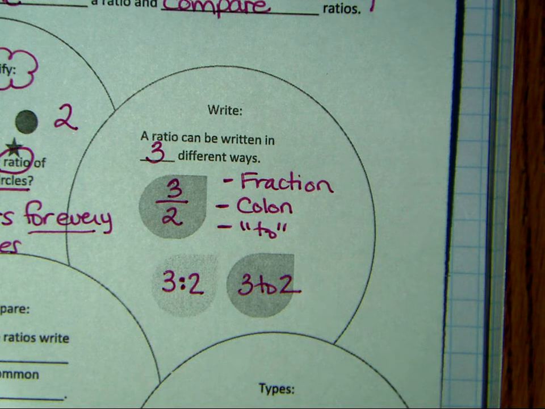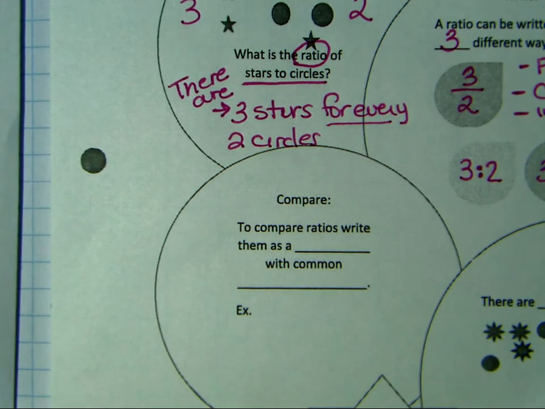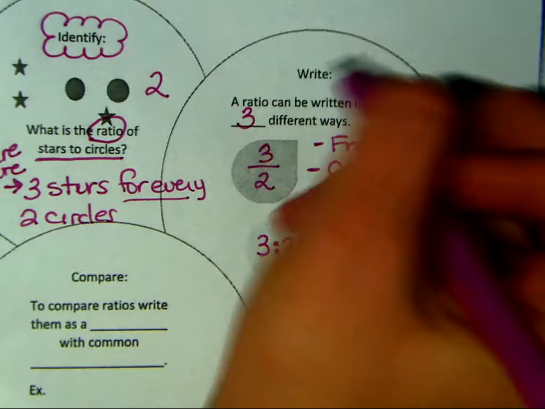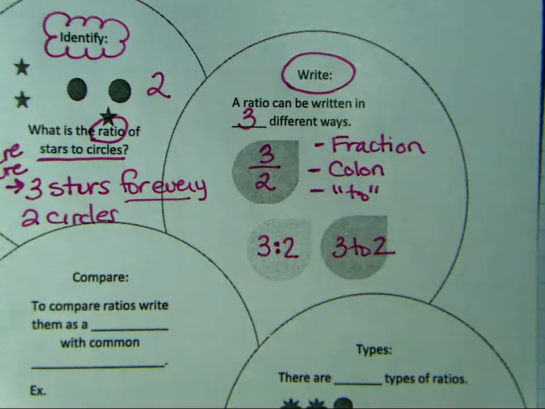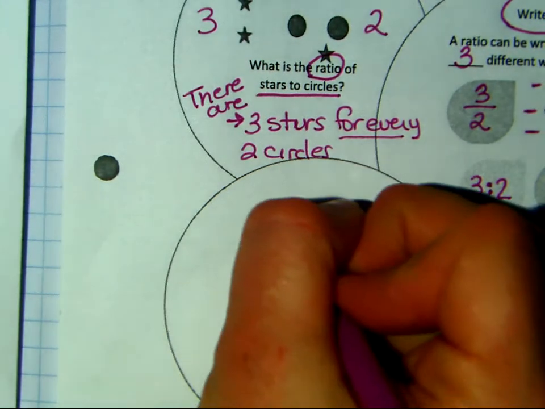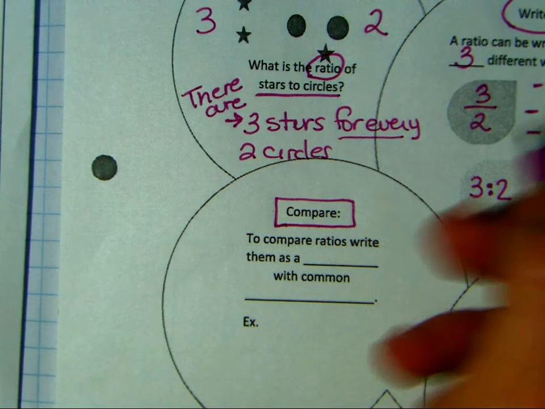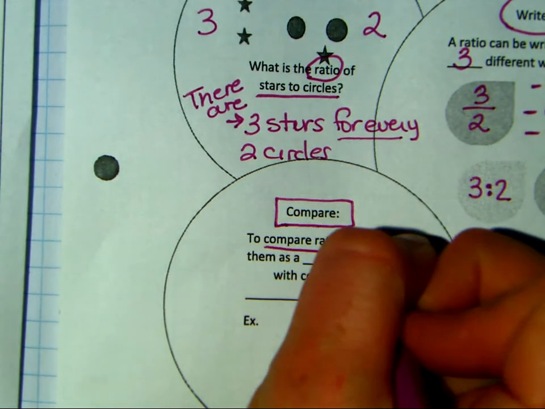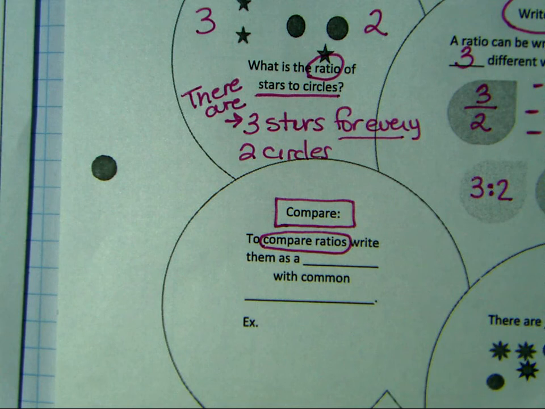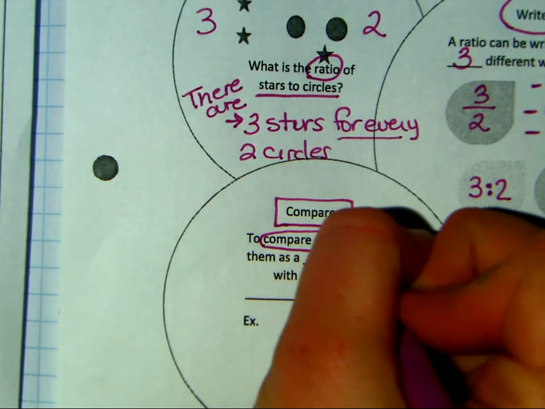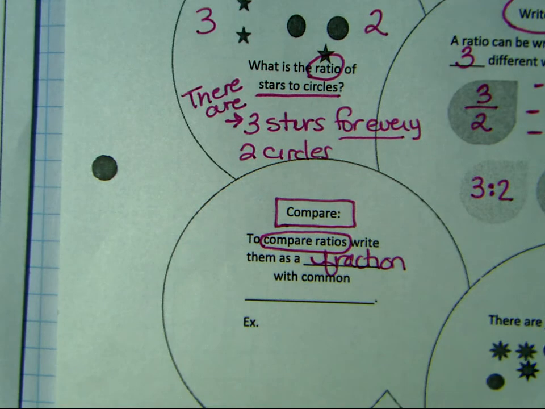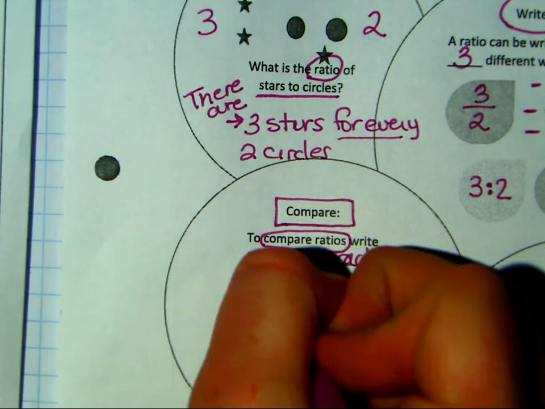Okay. The next one is we're going to compare our ratios. And I should have circled this because we made the first one fancy. I can box this one. We're going to compare them. To compare ratios, you're going to write them as a fraction. And when you get that fraction, you're going to have 2 ratios that you're going to compare next to each other, and you're going to simplify them or change them so that they have a common denominator.